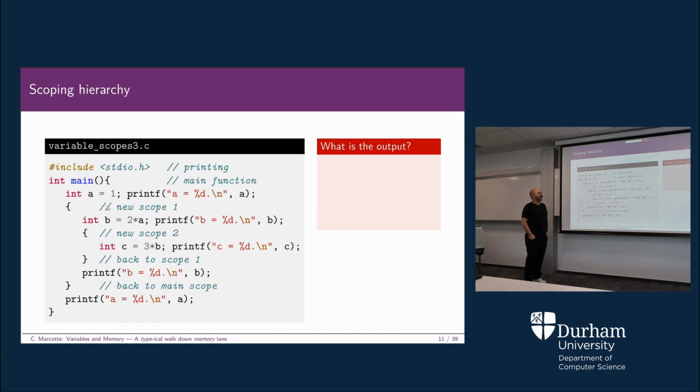Here we have a third example. Int a equals 1, then int b is equal to 2a, int c is equal to 3b, and then we print the values of b and a again.